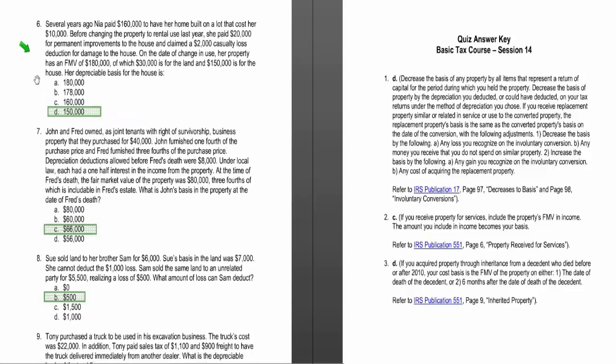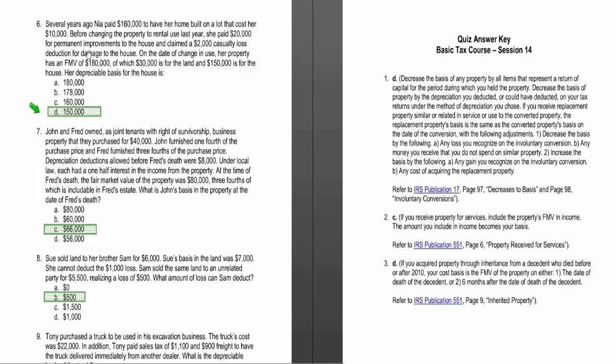6. Several years ago, Naya paid $160,000 to have her home built on a lot that cost her $10,000. Before changing the property rental use last year, she paid $20,000 for permanent improvements to the house and claimed a $2,000 casualty deduction for damage to the house. On the date of the change in use, her property had a fair market value of $180,000, of which $30,000 is for the land and $150,000 is for the house. Her depreciable basis for the house is, and you can see $150,000 is the correct answer.